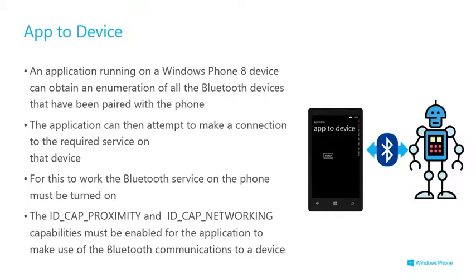So app-to-device. Nice picture of a robot there. An application running on a Windows Phone 8 device, first of all, gets a listing of all the Bluetooth devices that have already been paired with the phone where it's running, and then it can query the devices for services that it offers, and then attempt to make a connection to the required service on that device. There's a couple of capabilities you need to enable for this. ID_CAP_PROXIMITY and ID_CAP_NETWORKING must be enabled for this app-to-device scenario.